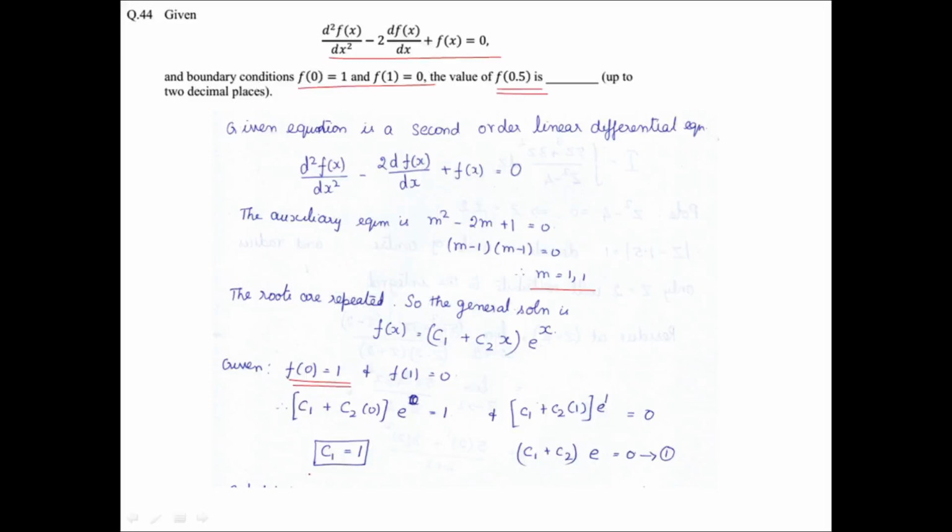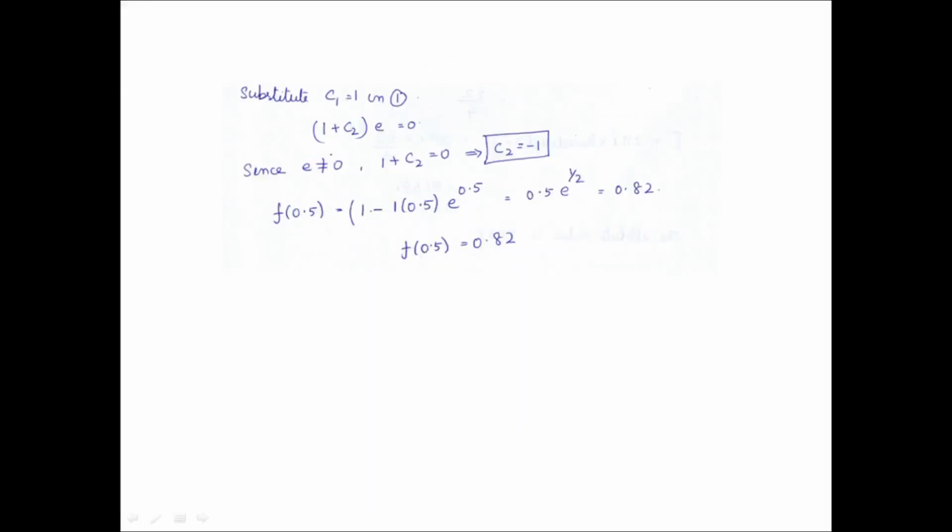Therefore, we will be getting C1 is equal to 1. Now by using the second boundary condition, we will find the value of C2. C1 plus C2 of 1 into e power 1 is equal to 0. So we will be getting C1 plus C2 into e is equal to 0. From the previous boundary condition, we have obtained the value of C1. Substitute the value of C1 here and we will be getting 1 plus C2 into e is equal to 0.